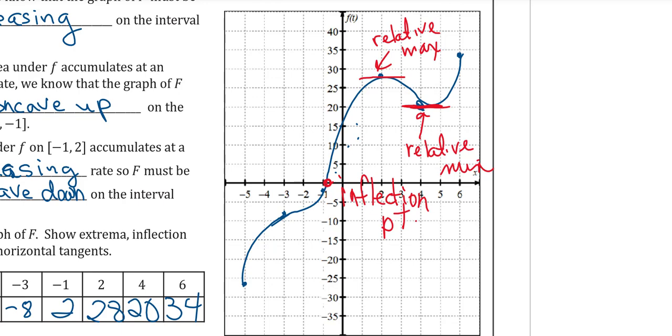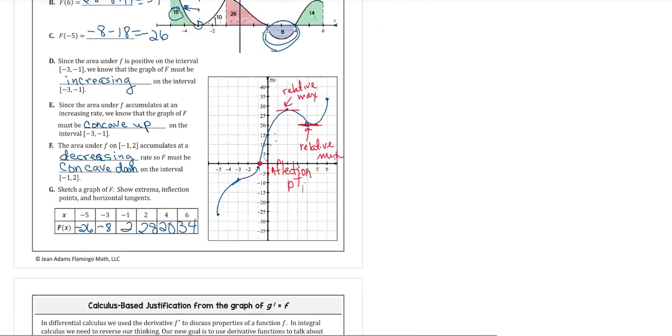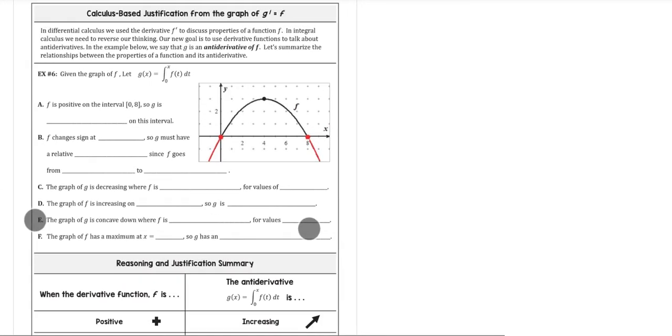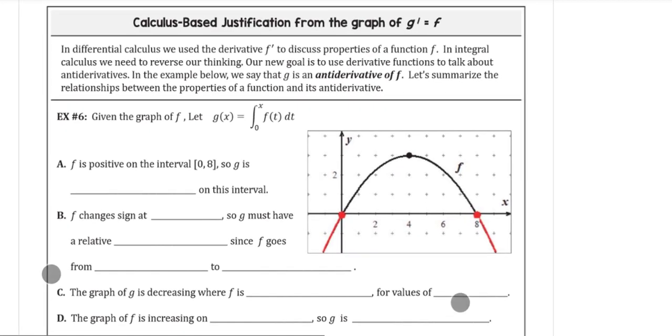So our last example then is a calculus-based justification for the graph of g prime equal to f. In differential calculus, we use the derivative f prime to discuss properties of f. In integral calculus, which we're beginning to study now, we need to reverse our thinking. Our new goal is to use a derivative function to talk about antiderivatives, which is very similar, as I was saying during the last example. In the example below, we say that g is the antiderivative of f. So we're going to summarize all these relationships right now in this example.